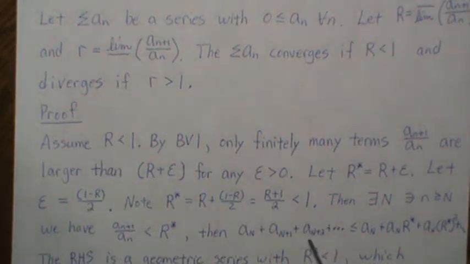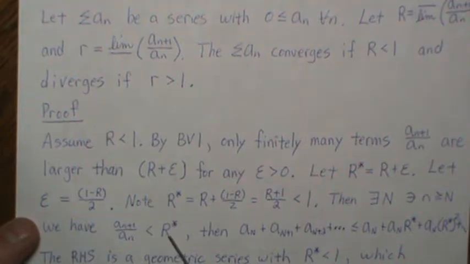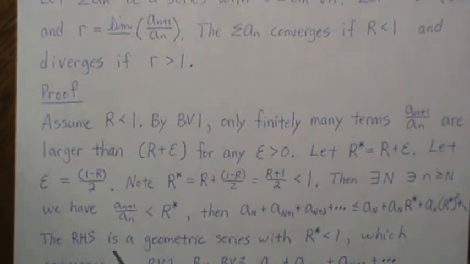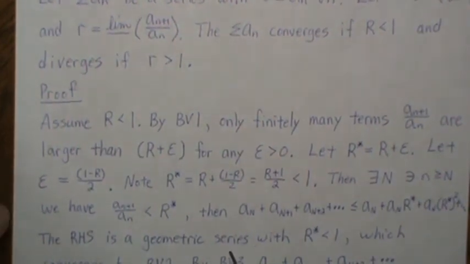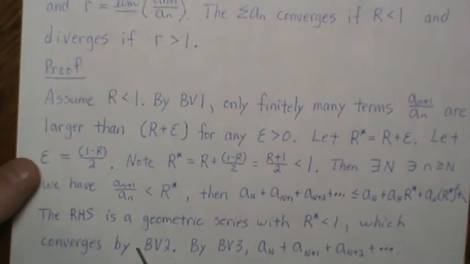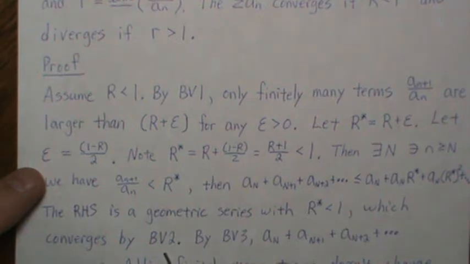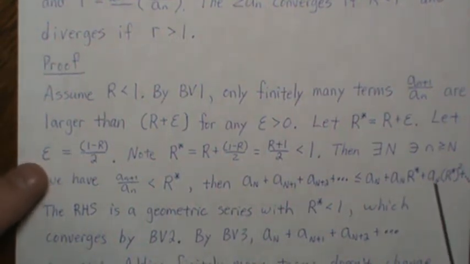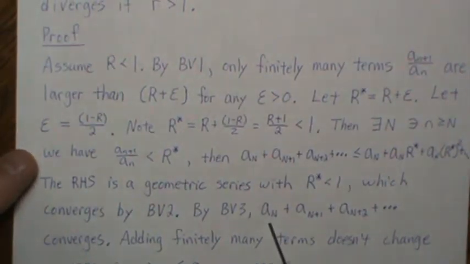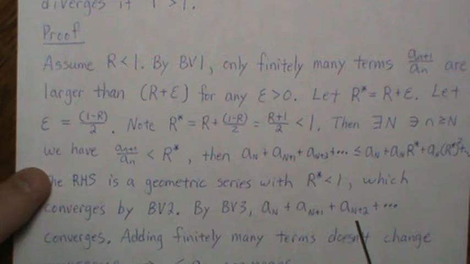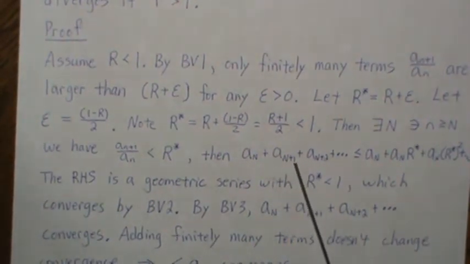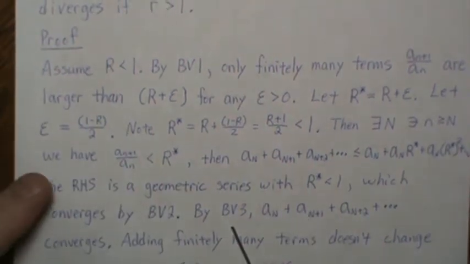So this term is less than this sequence, based upon what we've done so far. But the right hand side of this is a geometric series with R star less than 1, which converges by BV2, background video 2. Okay, so this converges. Now by background video 3, then our original a_{n+1} plus a_n converges, right? Because if this converges, then this converges. And we proved that in BV3.